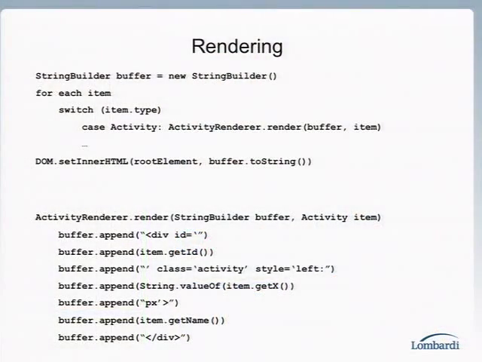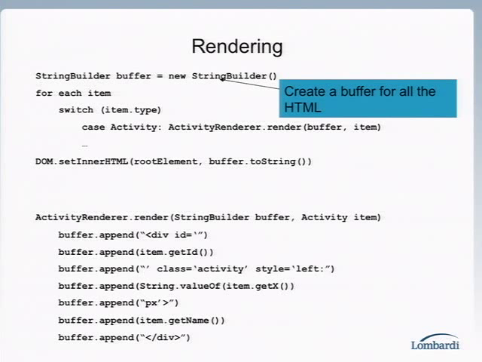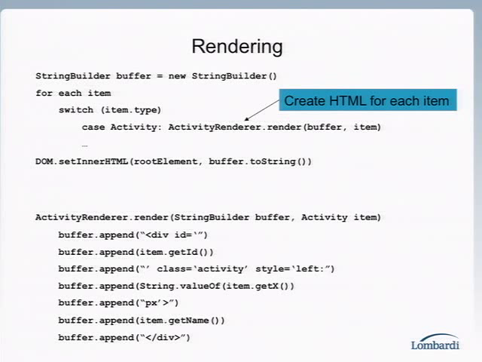So here we have how we do our rendering. So this may look familiar to you. This probably looks like servlet code. But I want to remind you, this is not servlet code. This is code running in GWT, in JavaScript, on the client. We start off by creating a string buffer. And then just as we did before, we're going to iterate over all of the items that we want to display in our diagram. And we're going to request one of these flyweight renderers that we have to generate the HTML for that particular item.